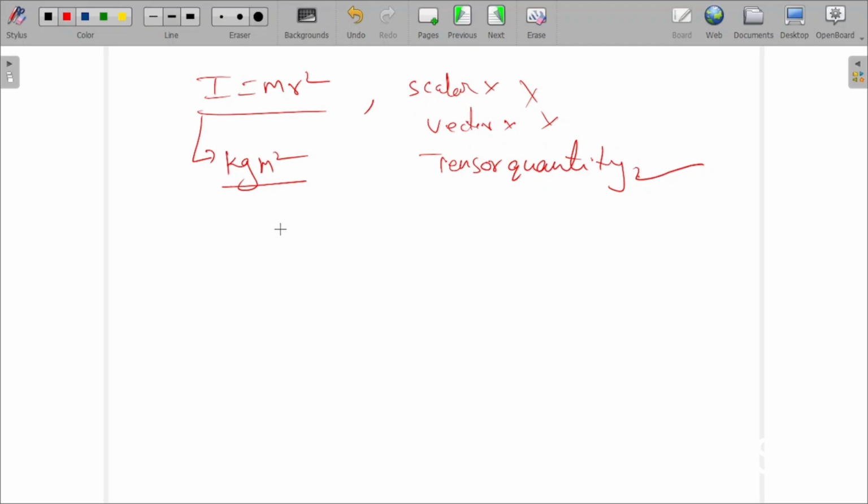Next, what are the dimensions? Kg is M power 1, meter times meter means L power 2. Time is not there, so T power 0. So this is the dimensional formula for moment of inertia.